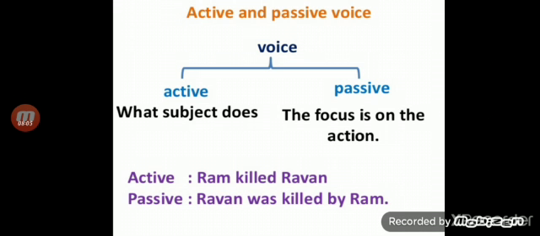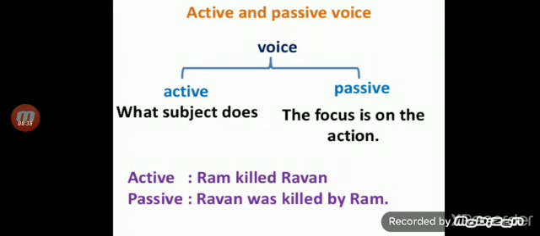Active voice, see here there is an example. Ram killed Ravan. In passive, Ravan was killed by Ram. In active voice, the subject is Ram. The subject killed an object. Subject Ram, verb killed, object Ravan. So what the subject does is active voice.